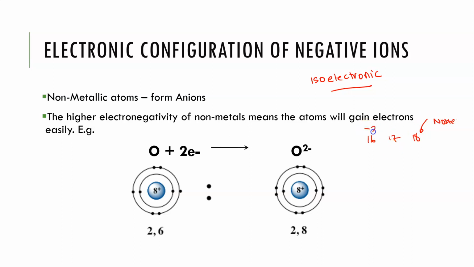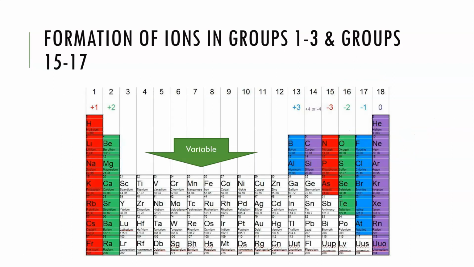So it will be -2, -1 for group 17, and -3 for group 15, because we need to go 1, 2, 3 electrons to get to our noble gas configuration. Each electron is going to be a -1, so overall we will have -3 on those anions. So this is a diagram that just summarizes that.